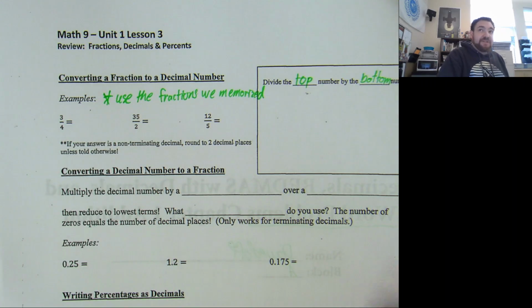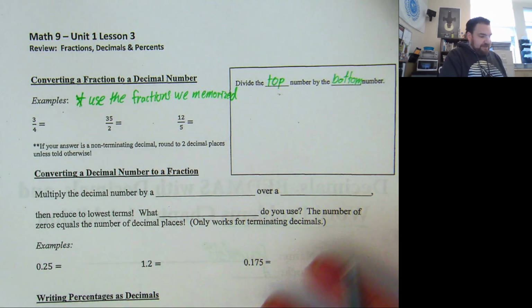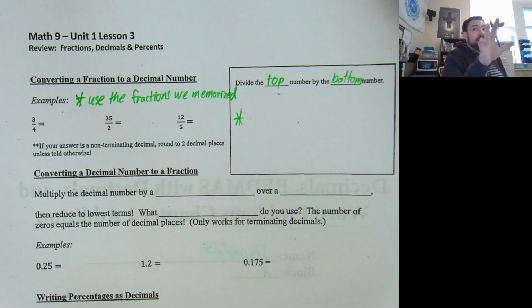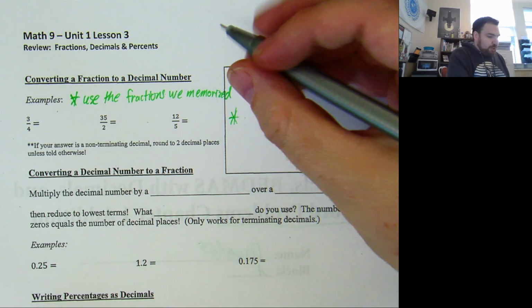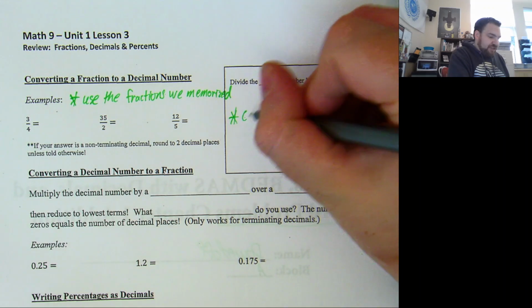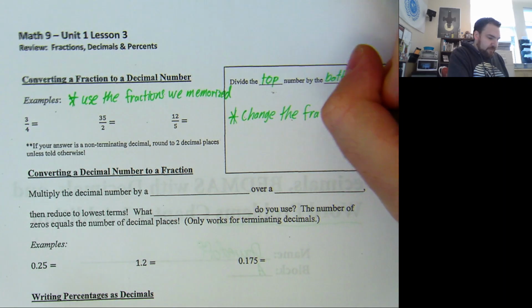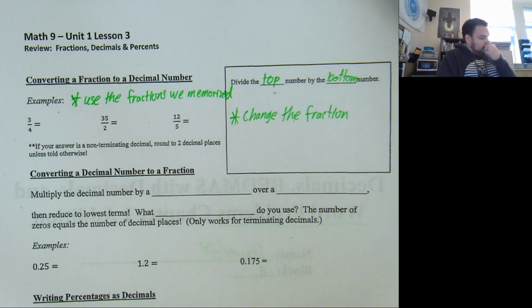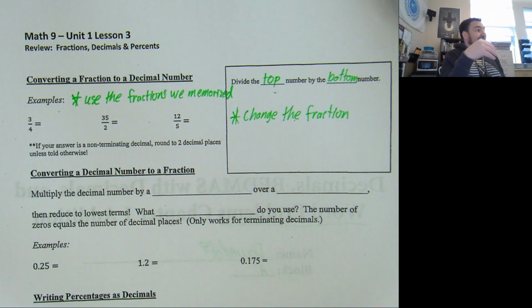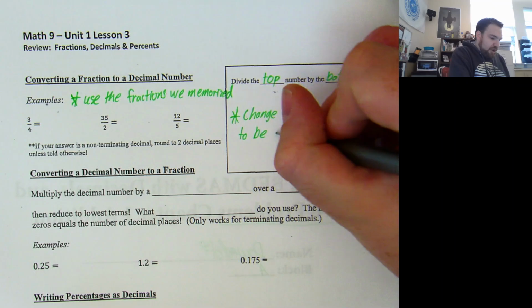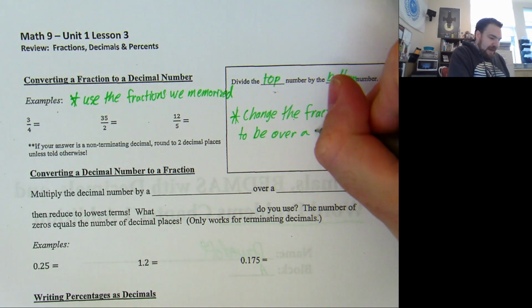But there's actually a third option here too, which is going to relate to some of the other stuff we're going to look at today. Another option, a third choice, is to change the fraction. When I say change the fraction, I mean write an equivalent fraction. The fraction is still equal, but now it looks different. Change the fraction to be over a power of 10.